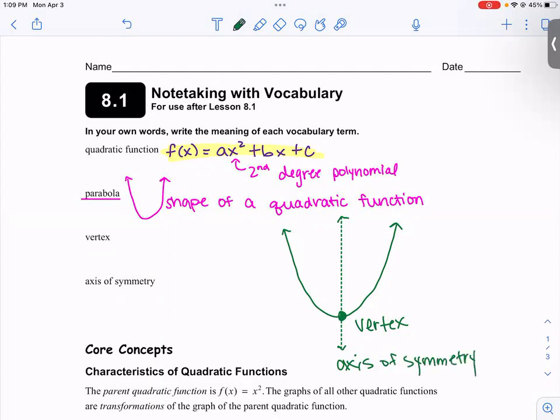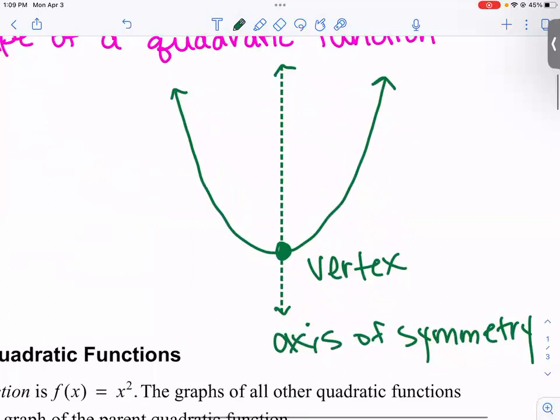So we have what's called an axis of symmetry. Through the vertex, we can draw a vertical line that cuts our parabola in half. It's non-linear. It is not linear. Linear means line. It's very non-linear.